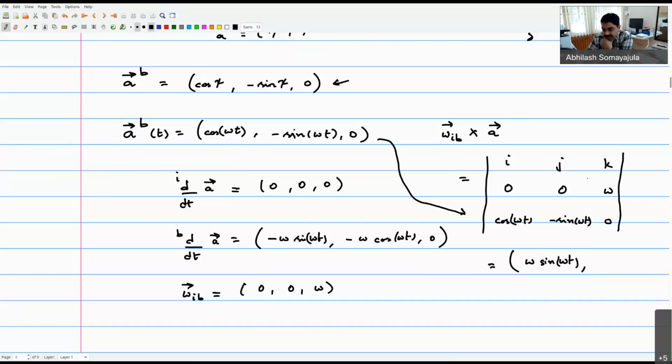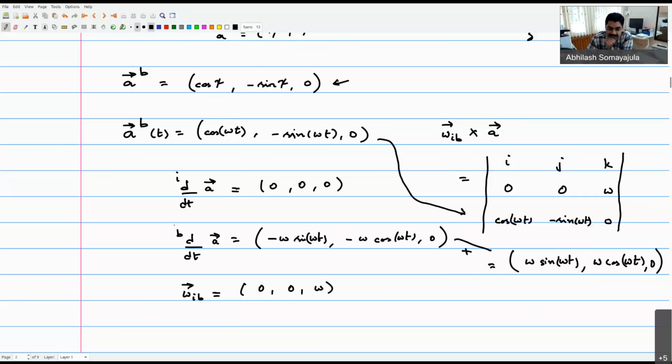Then what is the y component? Omega cos omega t. Something went wrong, didn't it? It will be minus omega cos omega t for j. The z component is 0, right? Now, if I add this and this together, what do I get? Zero. I get 0, right?